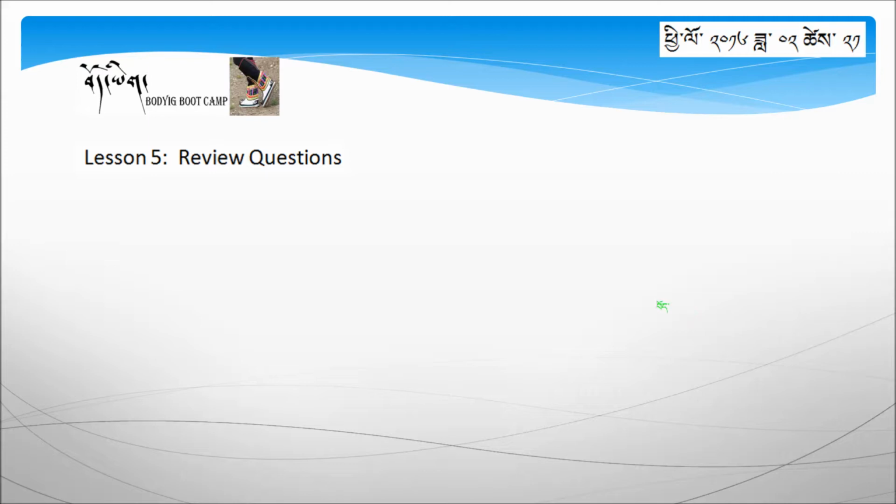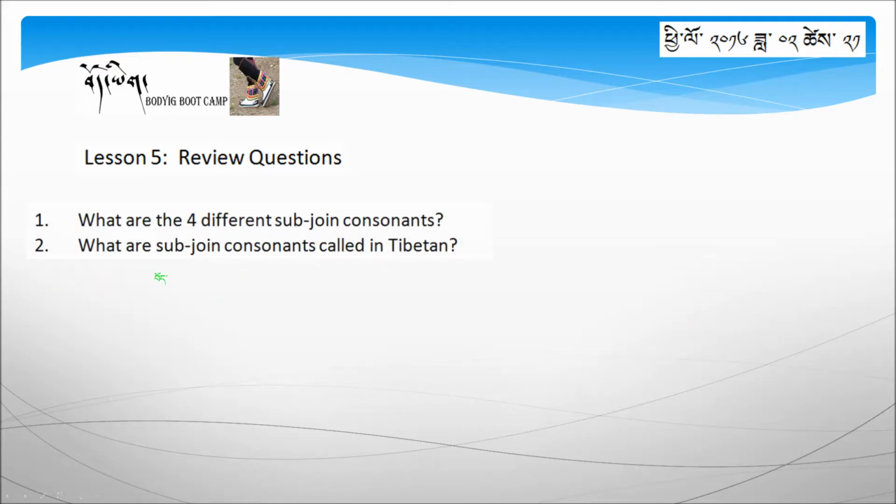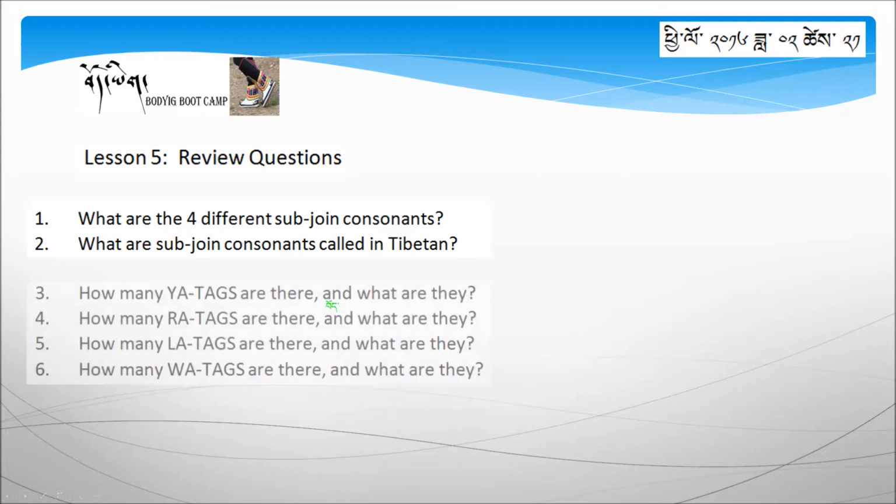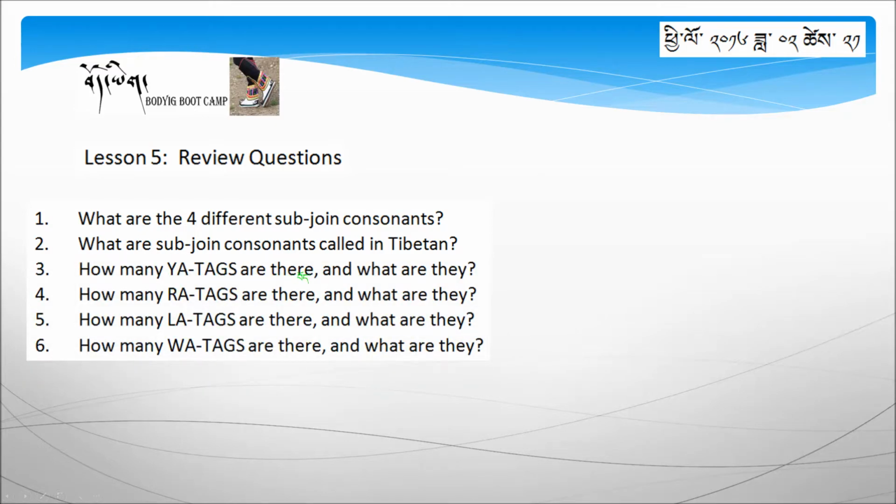And so we'll do a quick review. See if you can answer these questions from your memory without looking, right? So what are the 4 different subjoined consonants? What are the subjoined consonants called in Tibetan? How many yatas are there and what are they? How many ratas are there and what are they? And how many latas are there? How many watas are there and what are they?